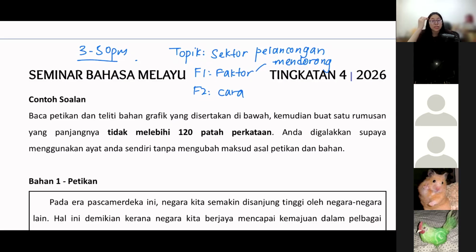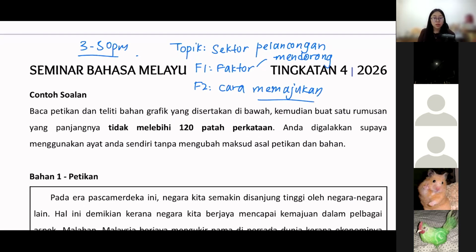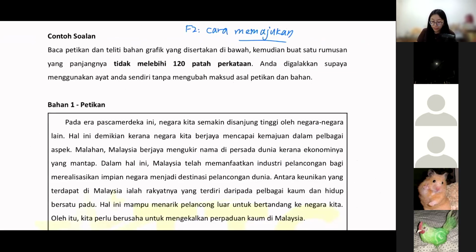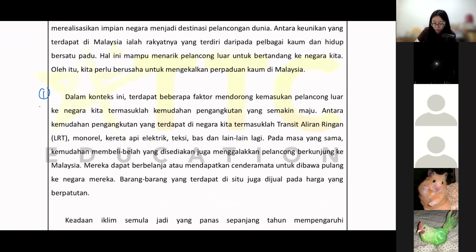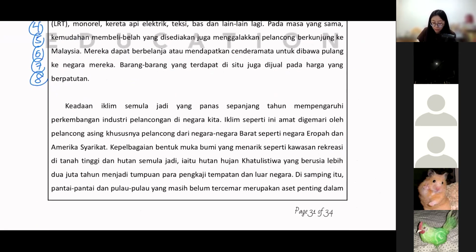Ciri is characteristic. Cara mendorong. No, cara memajukan. Yes, correct. You improve your sektor pelancongan. Okay, now. So you find the answer already, yeah? So starting from first paragraph. Okay, wait for a while. Let me write the number. This one, first paragraph, no answer. So we make it fast. We just find from the second and the third paragraph.